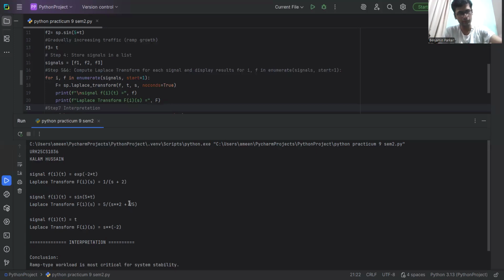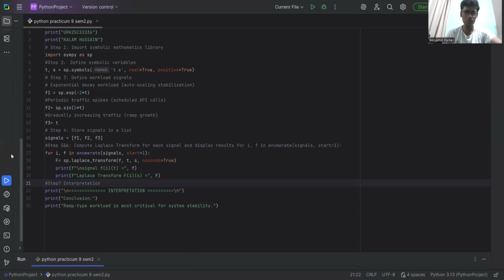For example, sine 5t can be derived as follows: the Laplace transform of sine at is a divided by s squared plus a squared. Here, a has been determined as 5, so the value is 5 by s squared plus 25. So there you go. This is a basic example of the formula that has been applied here, and this is the overall output I obtained.